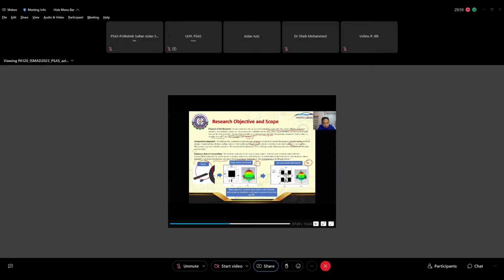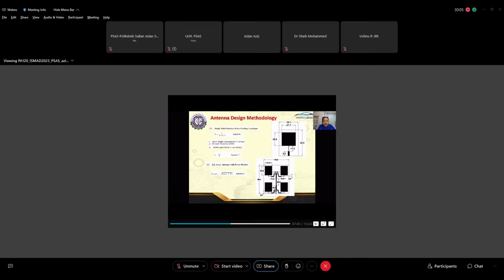Why patch antenna in this scope? Because of the low profile. Now we are moving into the next slide, which ventures into the antenna design methodology. These are our first design, focusing on a single patch with the quarter wave feeding technique, and then we enhance the design to improve the gain by using a 2x2 array.